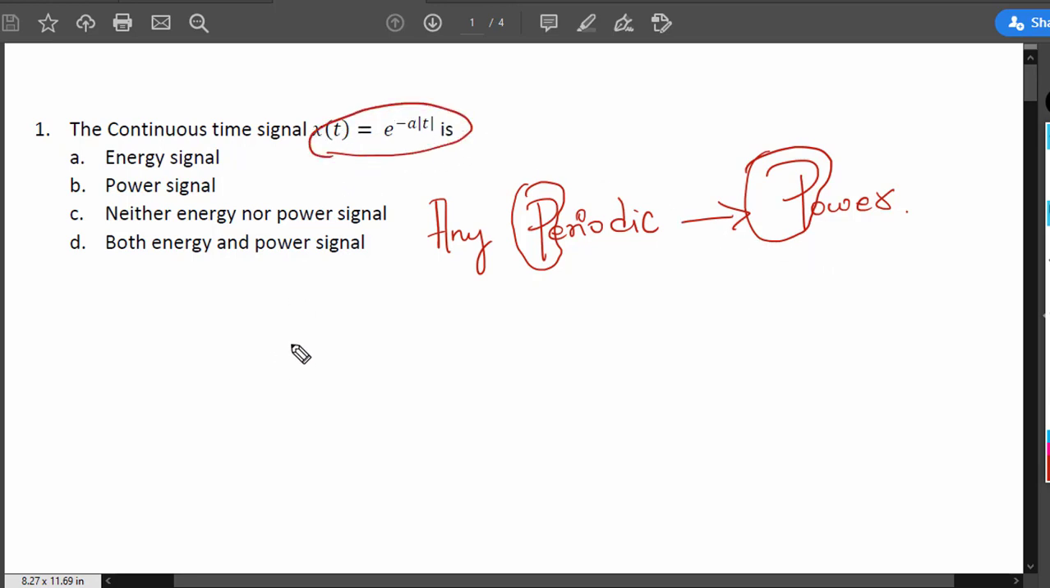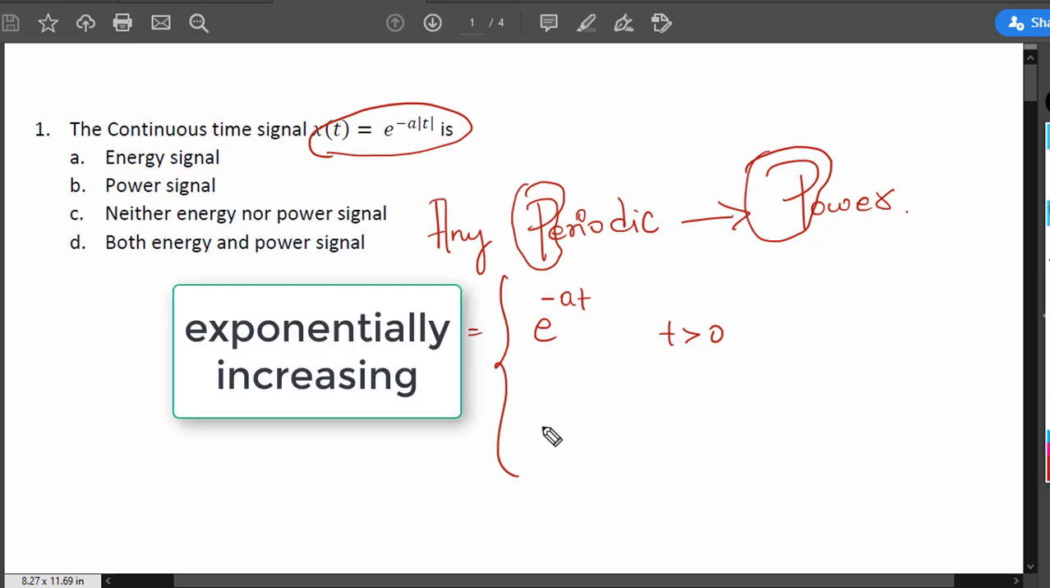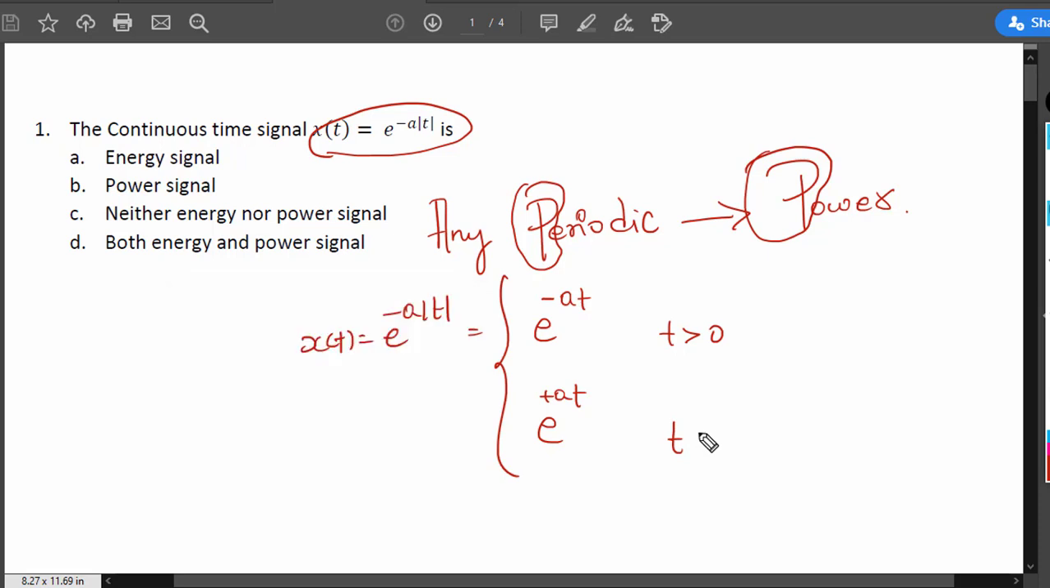As we discussed in part 1 of the lecture, x of t is equal to e power minus a mod t. Mathematically, it is defined as an exponentially decreasing signal, e power minus at, for t greater than 0, and an exponentially increasing signal, e power plus at, for t less than 0. So graphically, this is how it looks. For positive values of t, it is exponentially decreasing. For negative values of t, it is exponentially increasing.